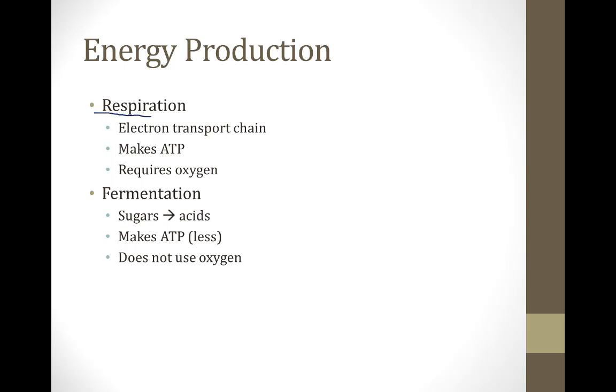The first thing we'll talk about is respiration, and this is what happens inside the cells in the human body. As you know, those cells use the electron transport chain to generate lots of ATP, but this process is aerobic, meaning that it requires oxygen in order to work.